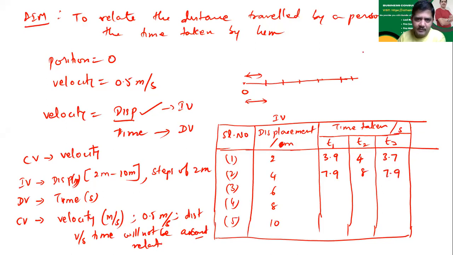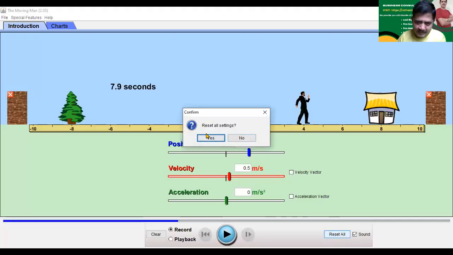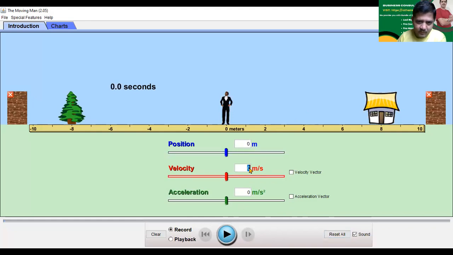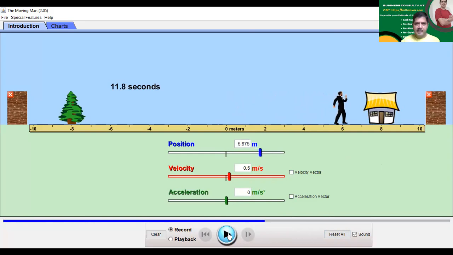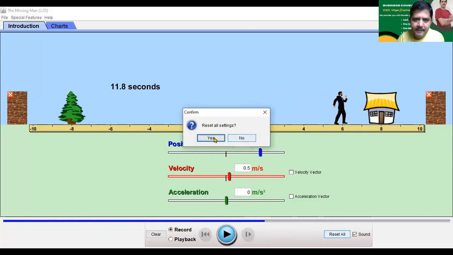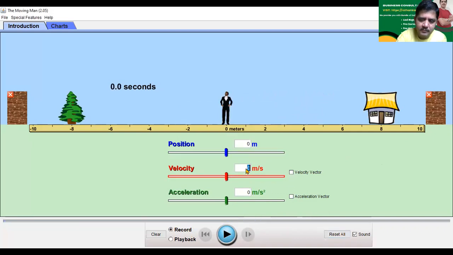Now let us begin once again. Now 3 trials we have to do for 6 meters. 11.8, first trial. 11.8. Let us remember that.